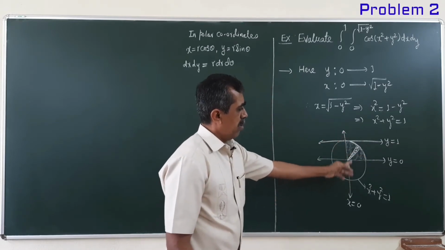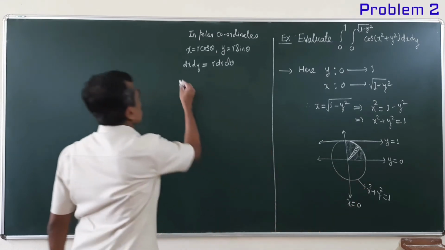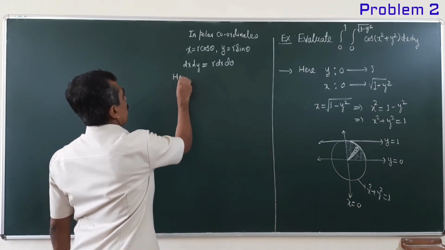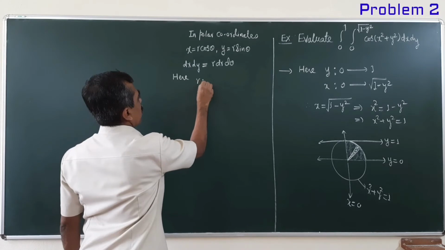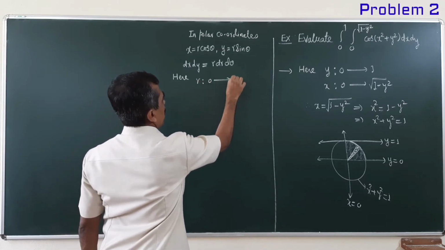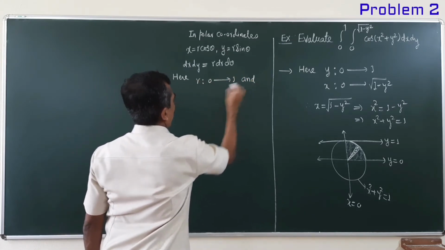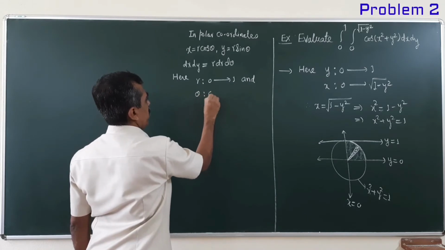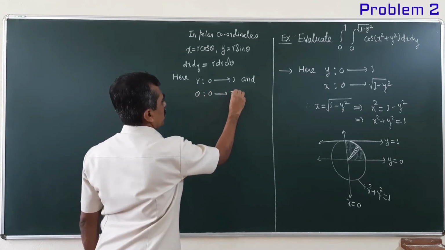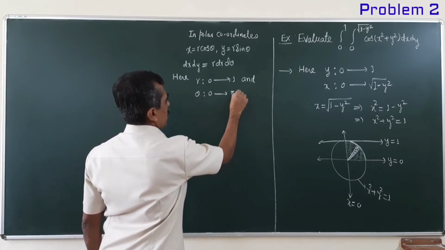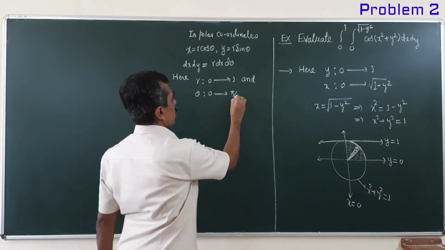And what about r? The radius of the circle is 1. So here r runs from 0 to 1, and what about theta? Simple limits. Theta runs from 0 to pi by 2.